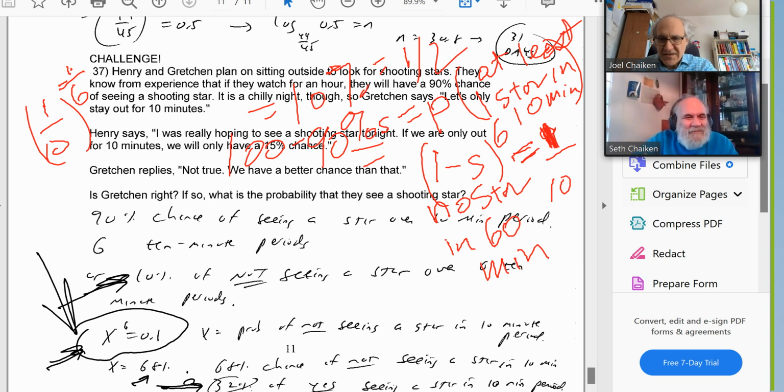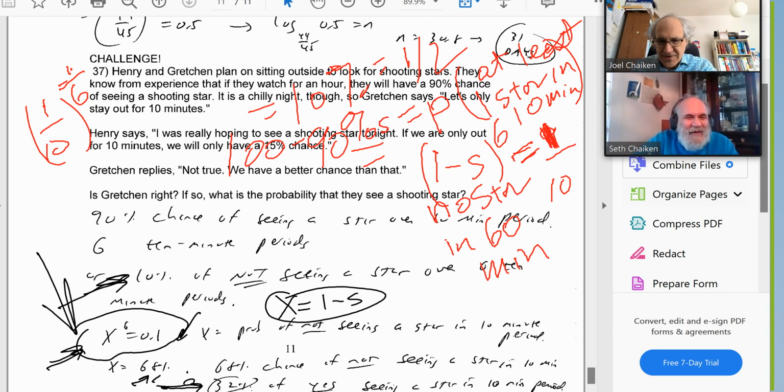Because he did it. He did it right here. That's what's at the bottom. Look at the bottom of the screen. He did it. X to the 6th is 0.1. His X is your 1 minus S. So the answer is 0.68.